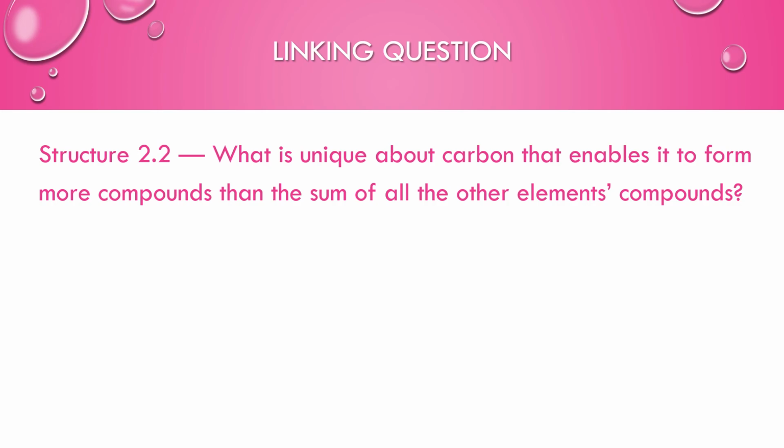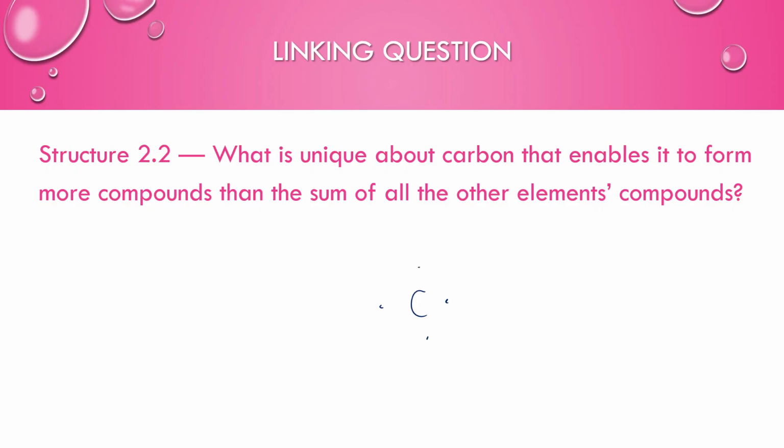Okay, so what is unique about carbon that enables it to form more compounds than the sum of all of the other elements' compounds? That's because carbon has 4 valence electrons, and those 4 valence electrons are able to form 4 covalent bonds, which gives it immense versatility. It can form 4 single bonds, it can form double bonds, it can form triple bonds, and it can bind to many, many other atoms. And so that really, more than anything else about carbon, is what helps it make all of the different structures it can.